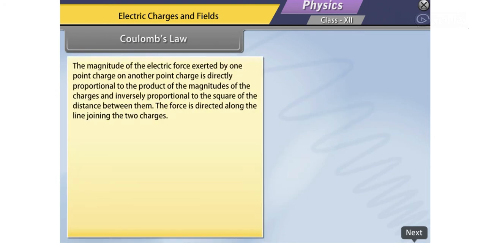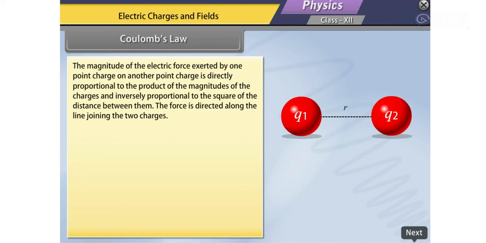Coulomb's law. The magnitude of the electric force exerted by one point charge on another point charge is directly proportional to the product of the magnitudes of the charges and inversely proportional to the square of the distance between them. The force is directed along the line joining the two charges.